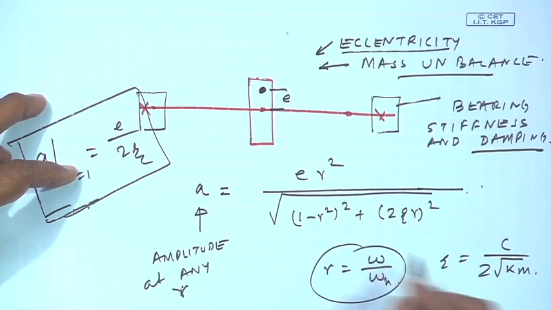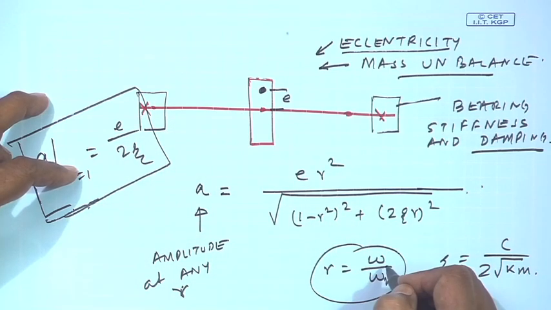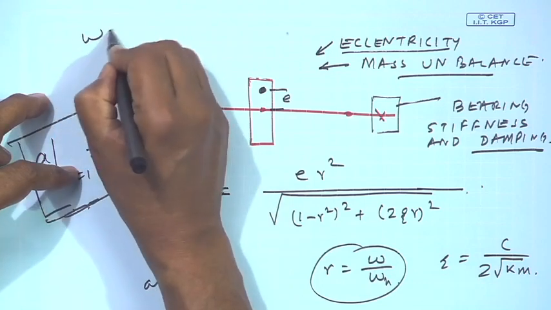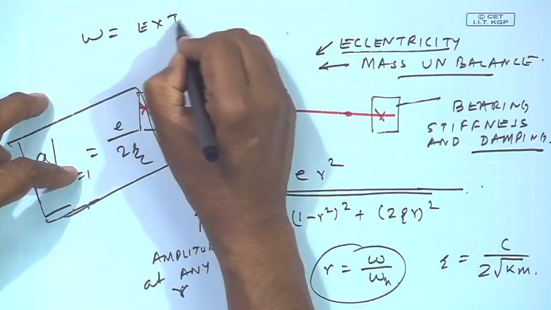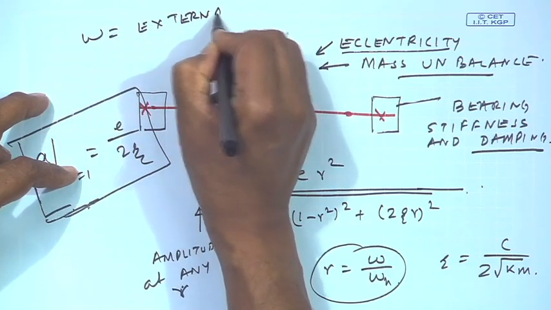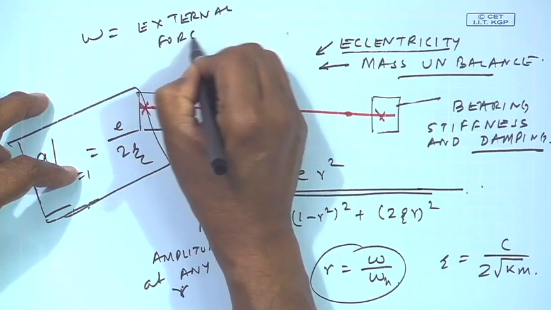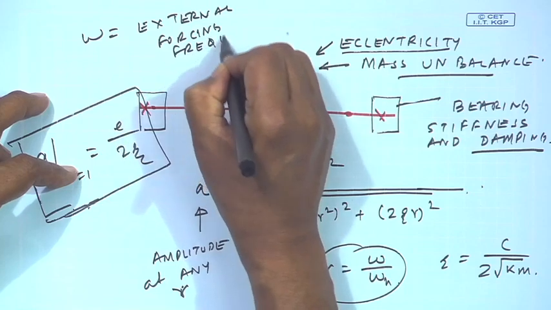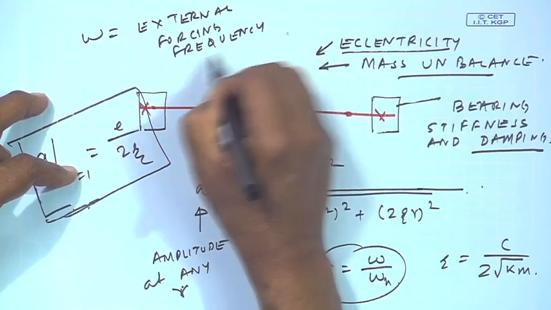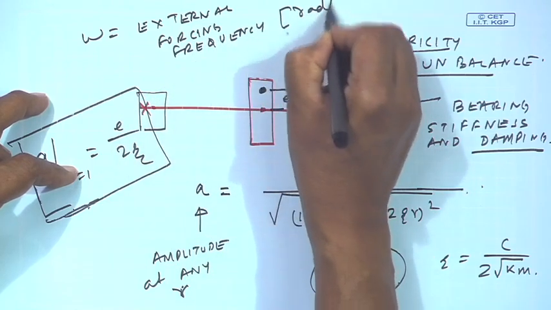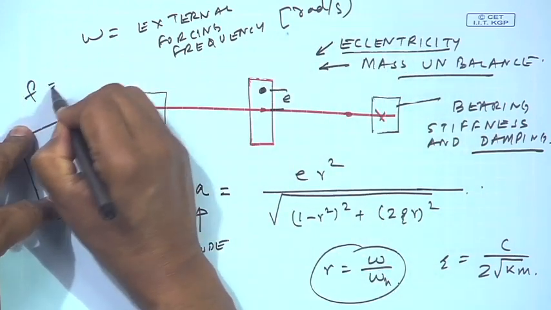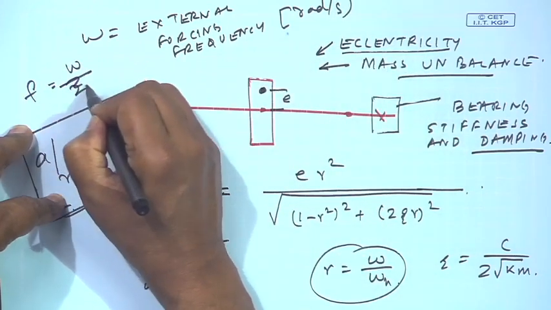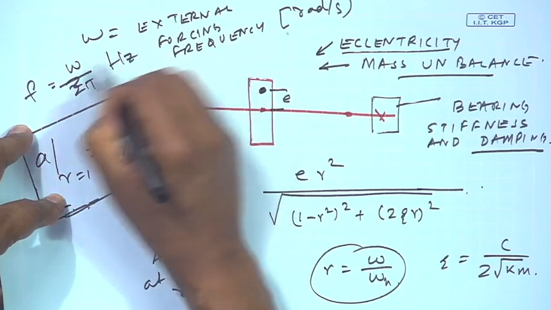And r is equal to omega by omega n. Omega n is the natural frequency of the system, and omega is the external forcing frequency. Of course, this is circular frequency. So, the unit is radians per second and not hertz, where f is equal to omega by 2 pi, and this is given in hertz.